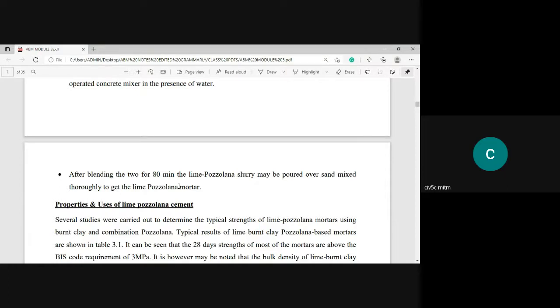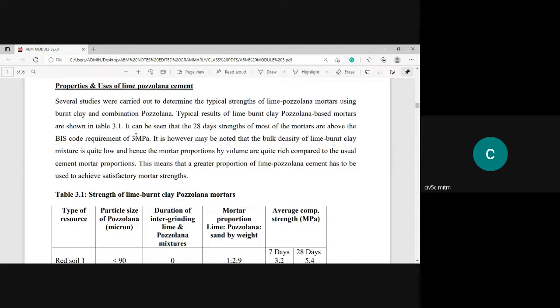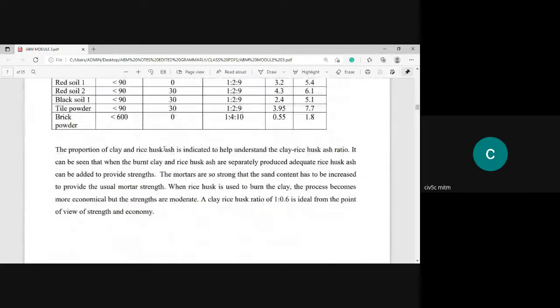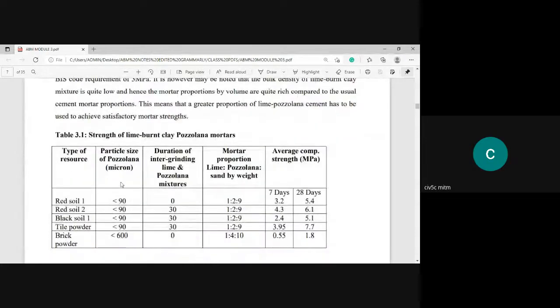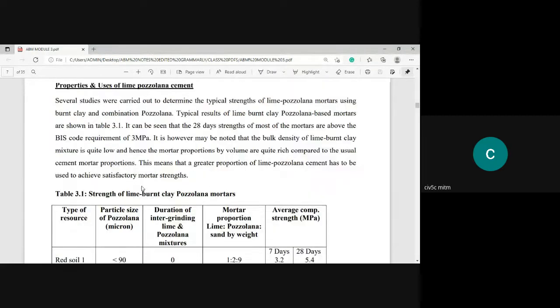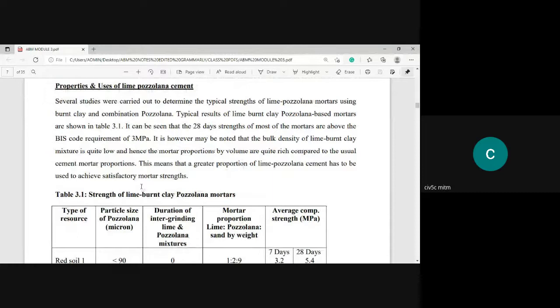Hope you have understood. Now come to the very important thing, properties and uses. Because finally, whatever I have produced, it should perform. Am I right? It should perform well. It should function well. So those things I'm going to assess with the properties. So let me go ahead.